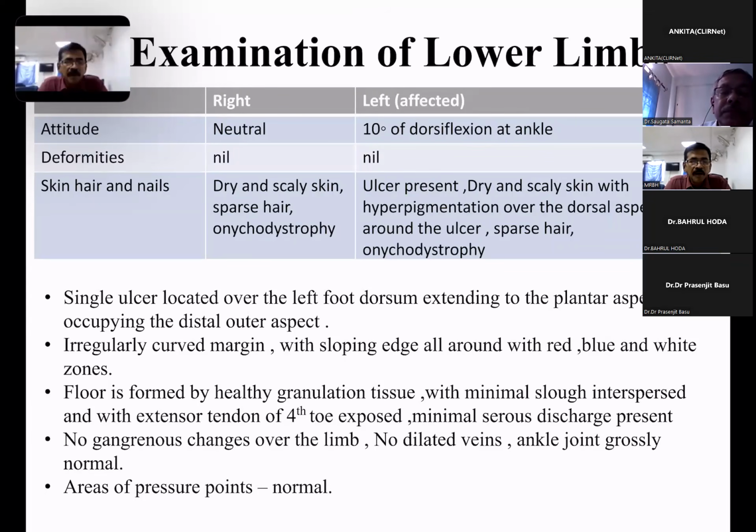A single ulcer located over the left foot dorsum extending to the plantar aspect, occupying the distal outer aspect. Margin was irregular with sloping edge all around with red, blue, and white zones. Floor is formed by healthy granulation tissue with minimal slough interspersed, and the tendon of the fourth toe was exposed with minimal serous discharge present. There's no gangrenous changes over the limb, no dilated veins, ankle joints grossly normal, and area of pressure points were normal.